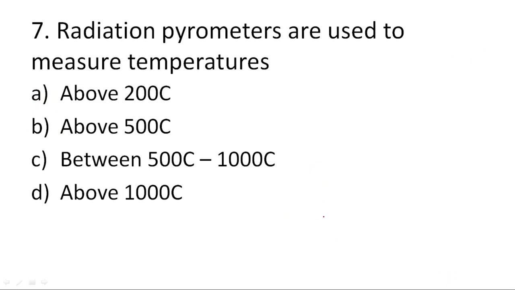For the next question, it is given that radiation pyrometers are used to measure the temperatures. Here radiation pyrometers means total radiation pyrometers or optical radiation pyrometers, whatever it may be. We have already discussed this in the earlier questions. Pyrometers are always used to measure temperatures greater than 6,000 degrees Celsius. But here the options are only 200 degrees Celsius, 500 degrees Celsius, between 500 to 1000, and above 1000. So the only option we have to tick is above 1000 degrees Celsius.